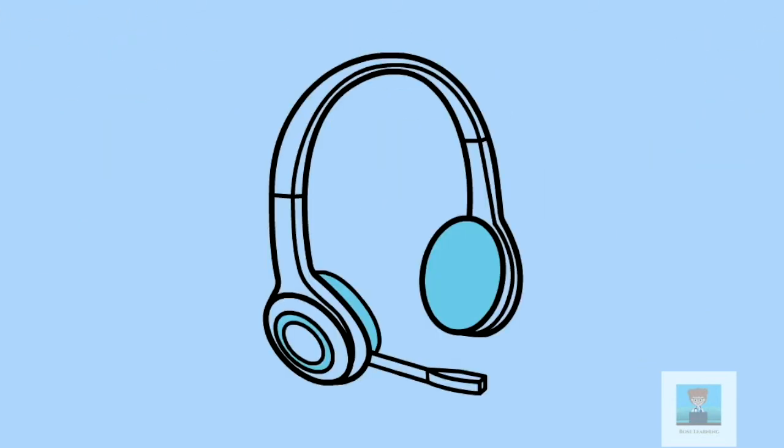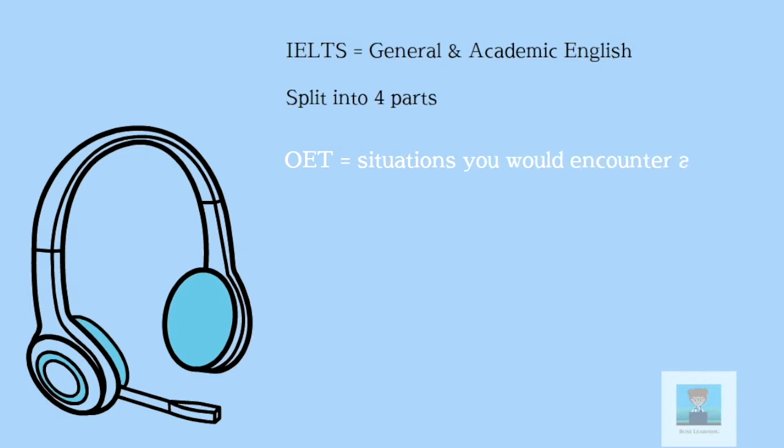The OET listening subtest. Whereas the IELTS has 4 subsections for the listening, which is split into 2 listening texts about general English, such as asking for personal details when joining a gym or listening to a museum talk, and 2 listening texts on academic English, for example, a group of students discussing a project they're working on and a lecture about film studies. The OET listening is based entirely around healthcare situations, the kinds of things that you would encounter at work. It's split into 3 parts.